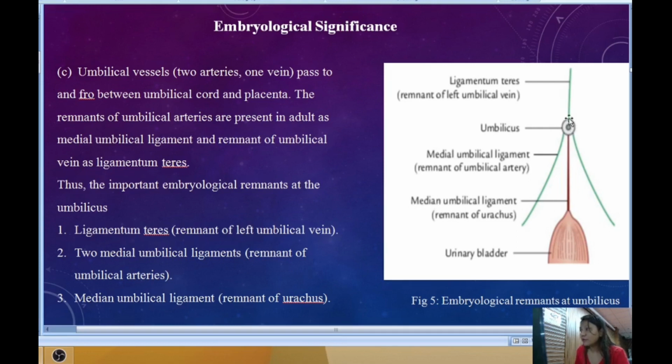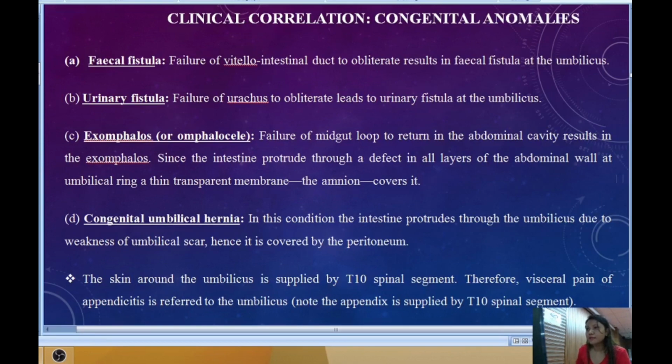And this one from here to here is the remnant of the umbilical vein. And at the side, this is known as the medial umbilical ligament. Medial, always it will be 2, because we have 2 umbilical arteries. And in between, it is the median umbilical ligament. Okay. Now we are going to the next slide. So these are very, very important.